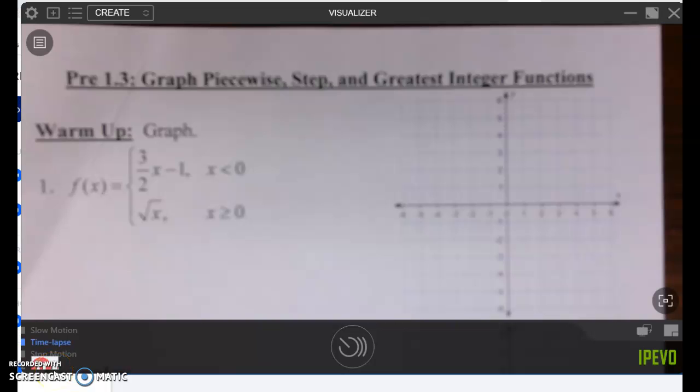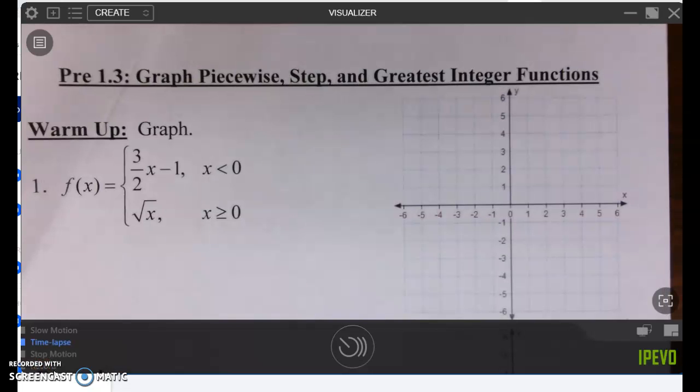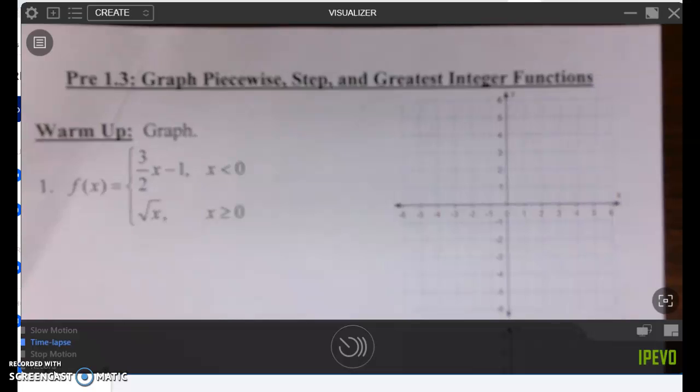Hello, Honors Pre-Calc students. This is the day before your quiz. This is Thursday, and this is the review lesson in Pre-1.3. And the first thing you're going to see in your warm-up is a piecewise function.